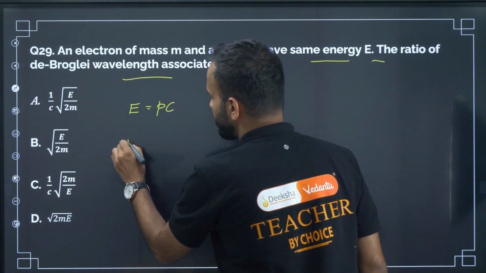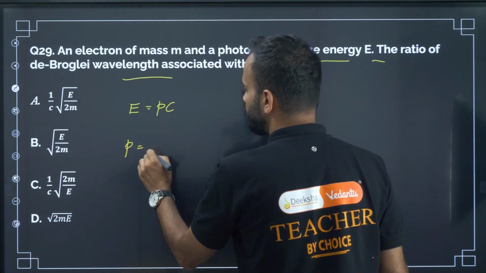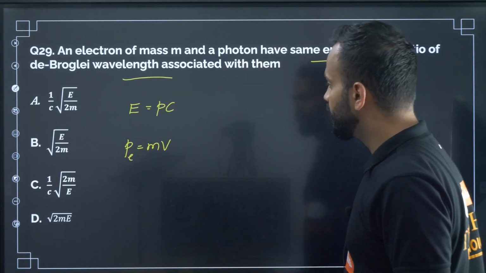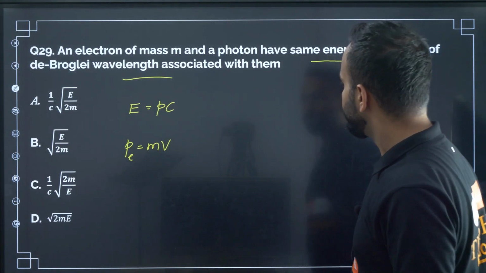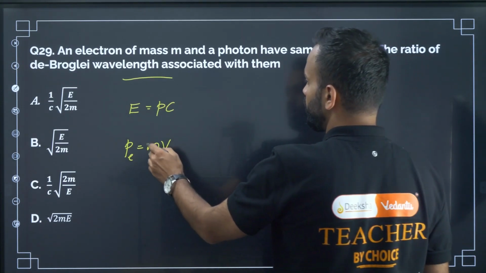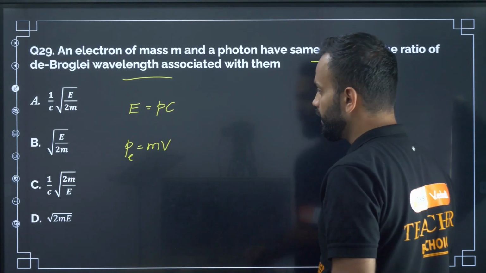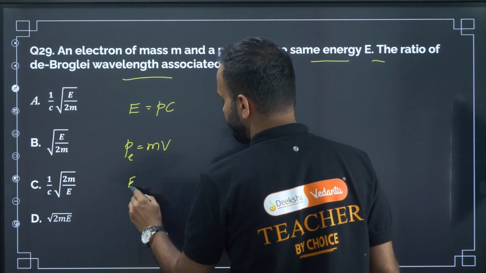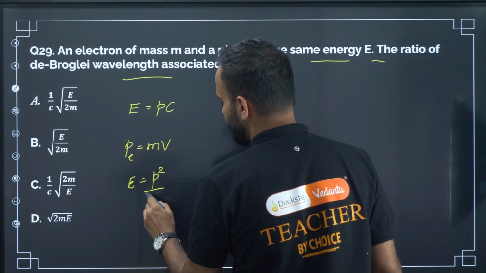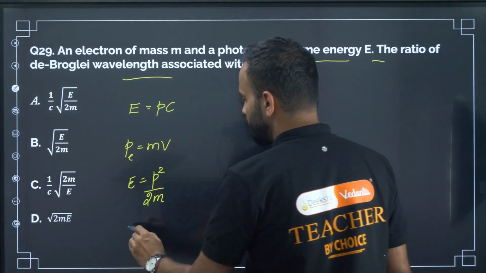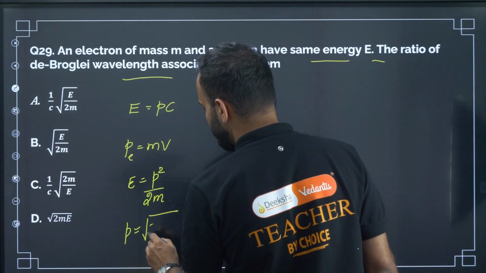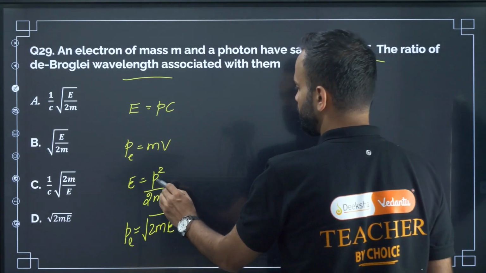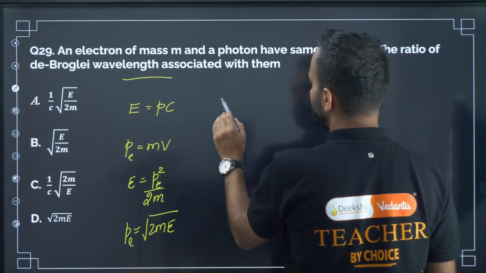So what is the momentum of the electron? Momentum of the electron Pe equal to m into v. Both have the same energy, so the energy of the electron E equal to P square divided by 2m. So P equals root of 2m into E. This is the momentum of the electron. Now what is the de Broglie wavelength of the photon?